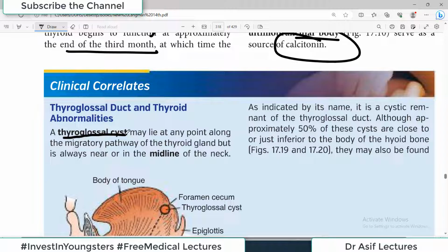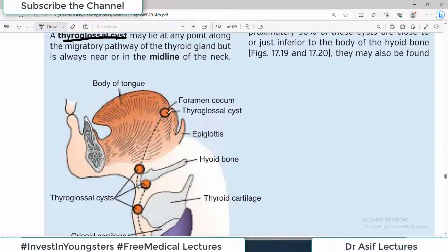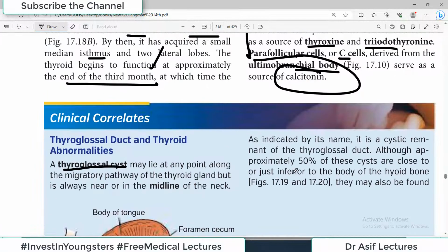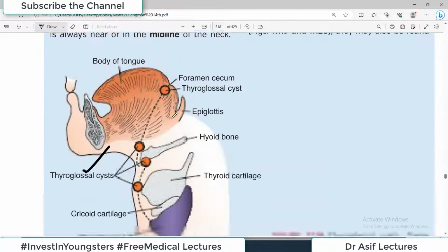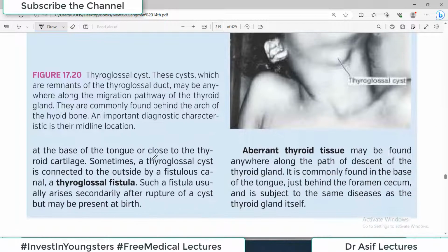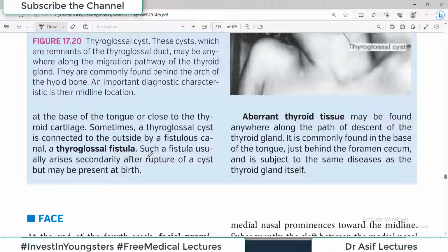The thyroglossal cyst may lie at any point along the migratory pathway. So the thyroglossal duct starts from the foramen cecum and goes down to here, so anywhere the duct can exist in the form of a cyst. That is then called the thyroglossal cyst. As indicated by its name, it is a cystic remnant of the thyroglossal duct. Although approximately 50% of these cysts are just inferior to the body of the hyoid, so most of them are there, the body of the hyoid, inferior part. Okay, that's the most common location, 50%. But it can actually be anywhere along the migratory pathway.